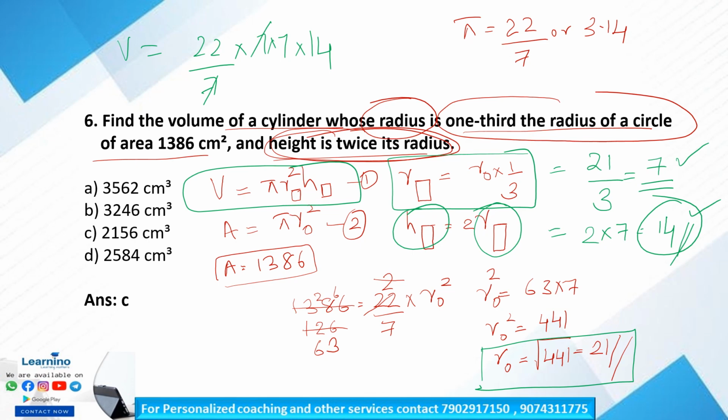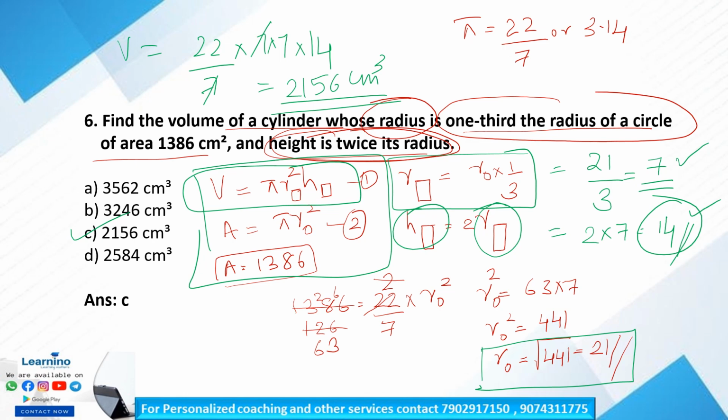So what is the value? 22 into 7 into 14. What is 22 into 7 into 14? It is 2156 centimeter cube. Since it is volume, it is centimeter cube. 2156 centimeter cube. Option C is our correct answer. Is it clear? So we have to find the volume of the cylinder. So we need to know the equations. Volume of the cylinder is equal to pi r square h, and area of the circle is pi r square. Our answer is option C, 2156 centimeter cube.